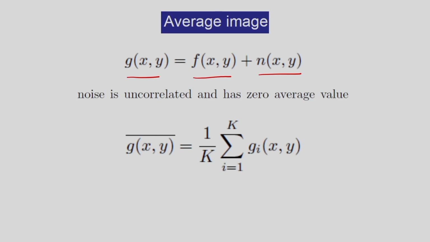Then in this case if I consider k number of images, I am taking the average of k number of images. The images, you can see, are g(x,y), and I am determining the mean value, that is the average value. So by this process I can remove noise.